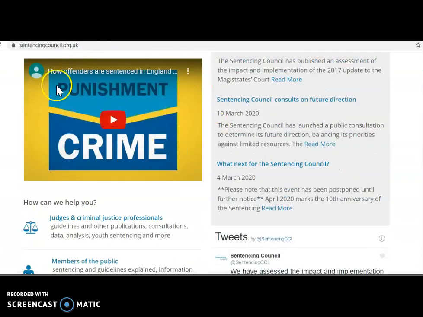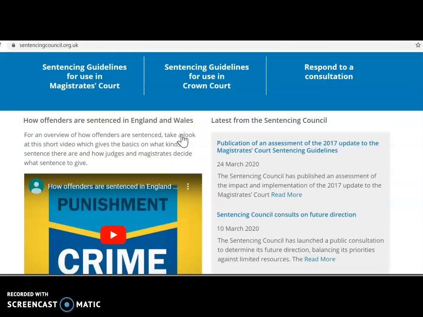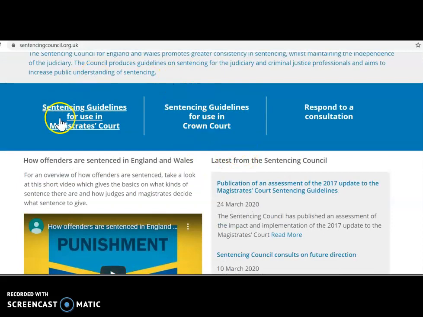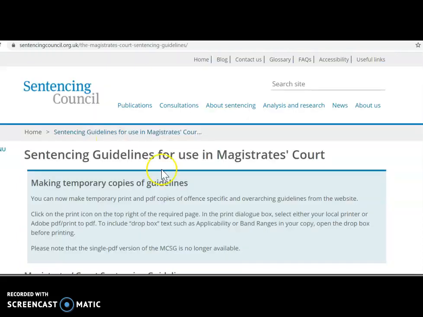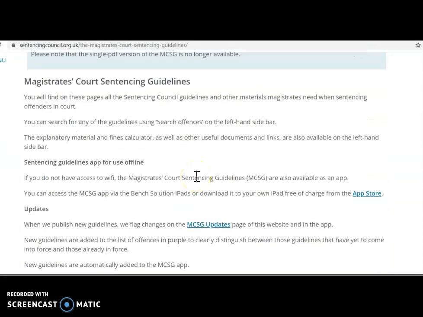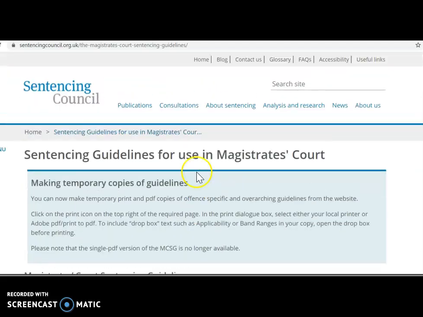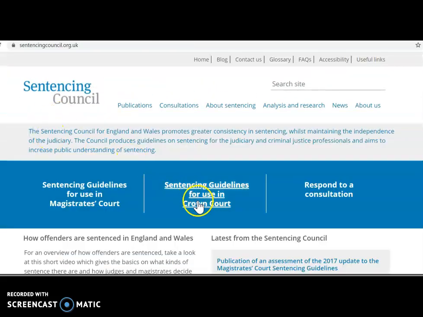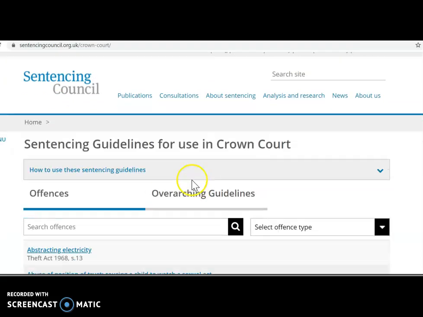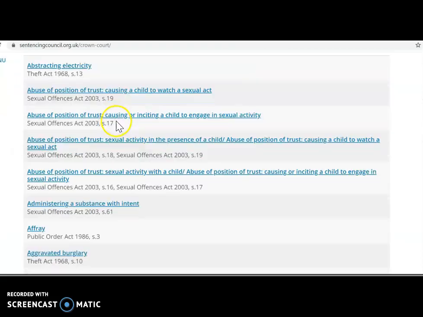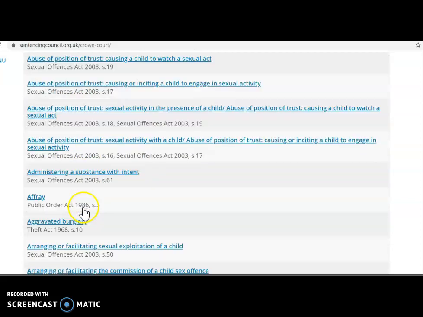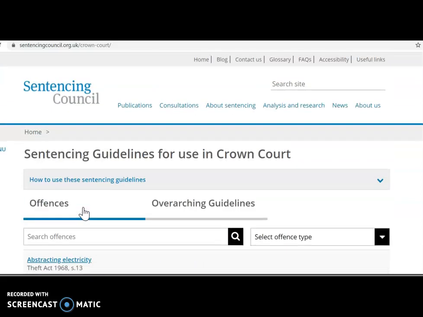interesting. There's also a number of little videos that you can watch on here that show how offenders are sentenced, and they're quite easy to understand because they're made for the public. You can also click on various links like this one, where they'll give you sentencing guidelines for the magistrates' courts, or if you want to look at guidelines for the Crown Court, and you can look at guidelines for particular offences here. So that's quite interesting to have a look at.